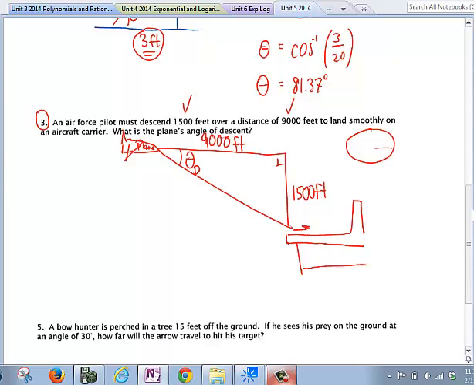So now I'm going to leave it to you to write up the trig ratio. So I'm going to pause it again, and you figure out what trig ratio to use and how to calculate an angle.